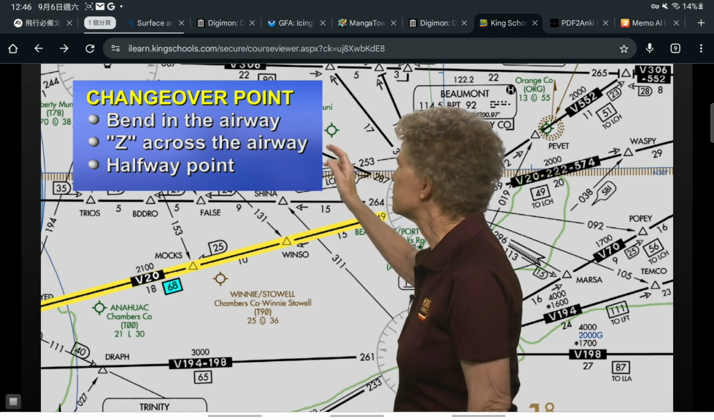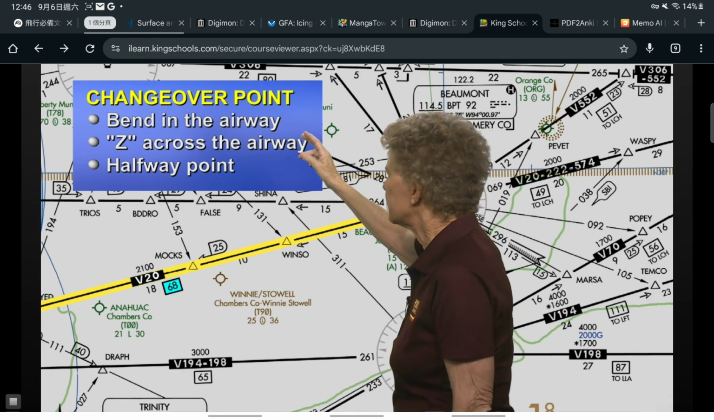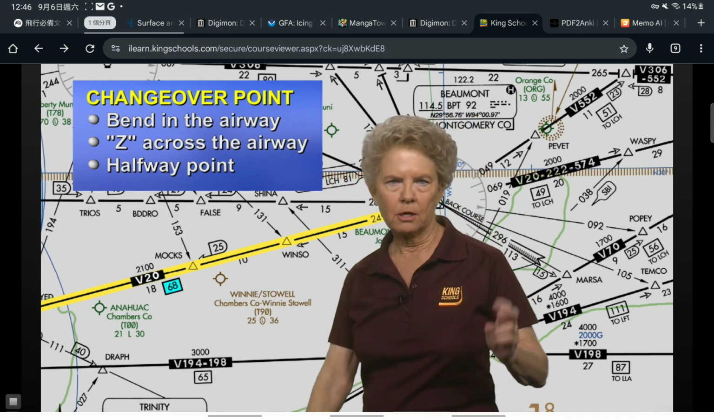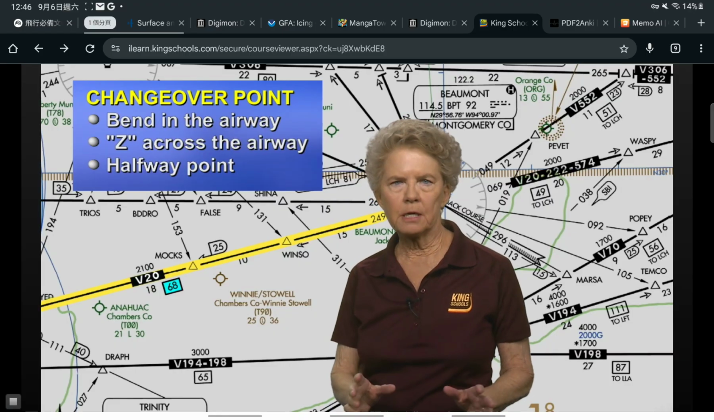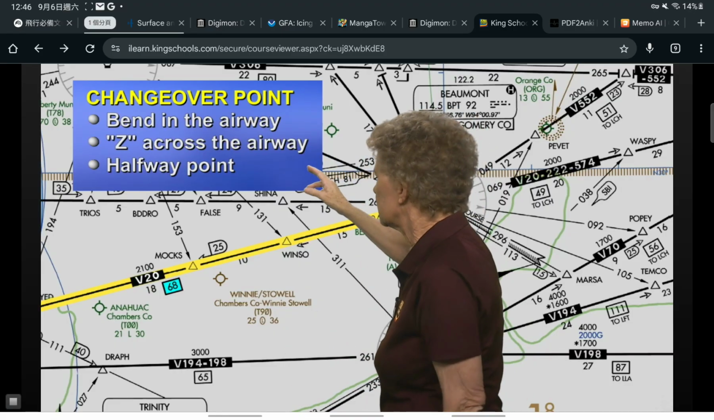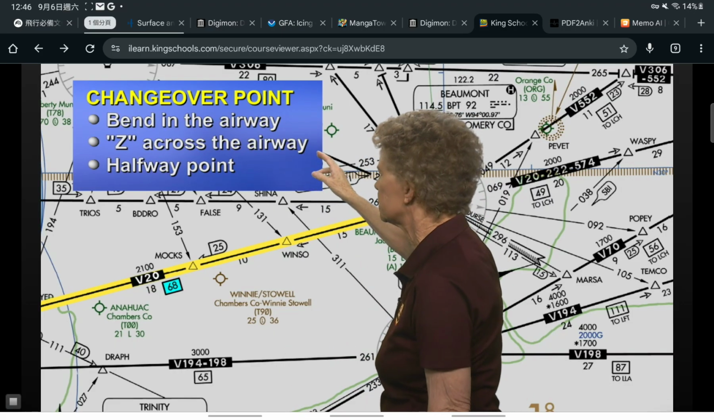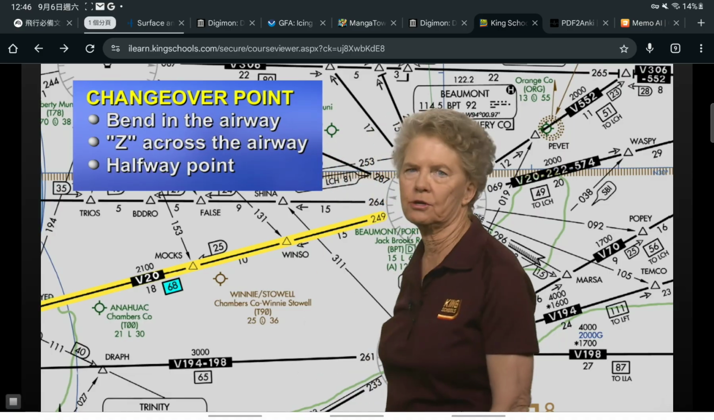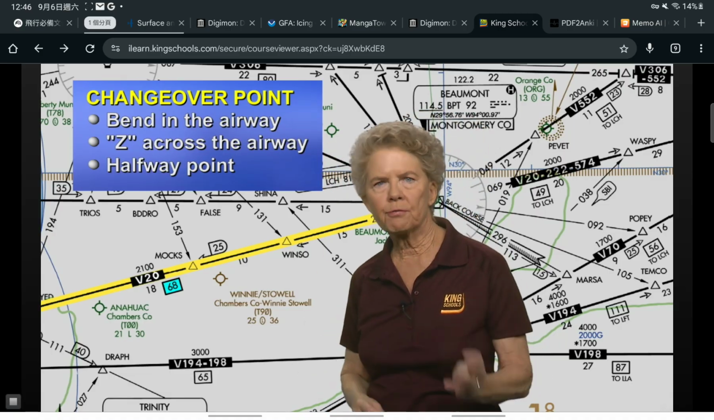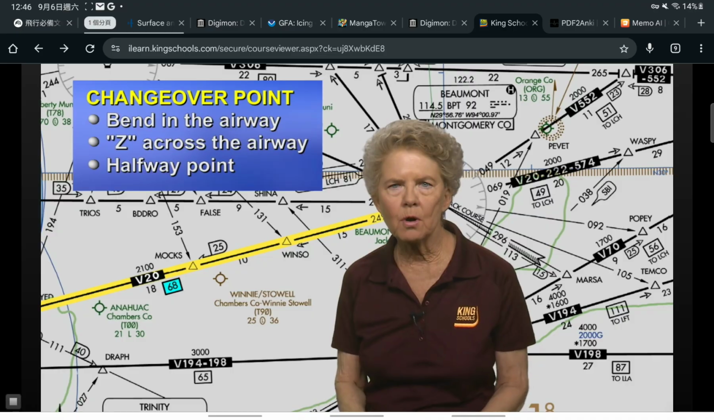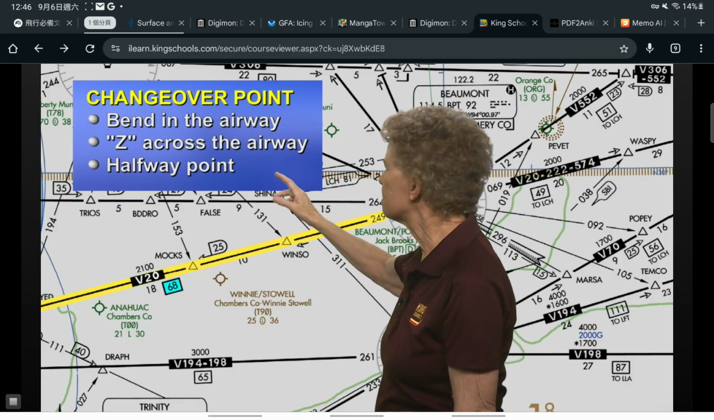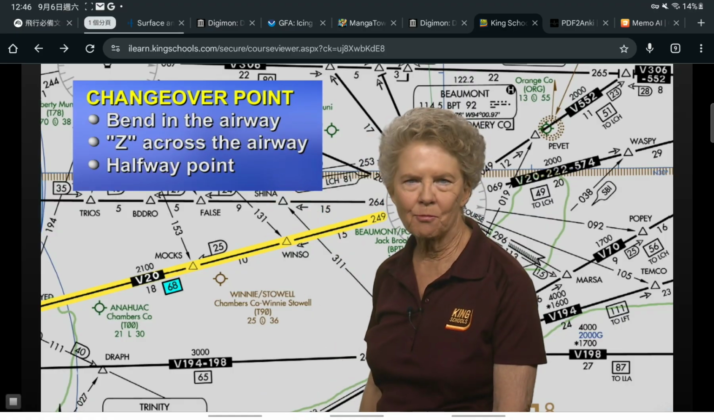Number one, if there's a bend in the airway, that's the changeover point. Number two, if there's no bend, but there's a funny looking little Z-like thing across the airway, that's the changeover point. And number three, if you don't have either one of those, the changeover point will be at the halfway point.